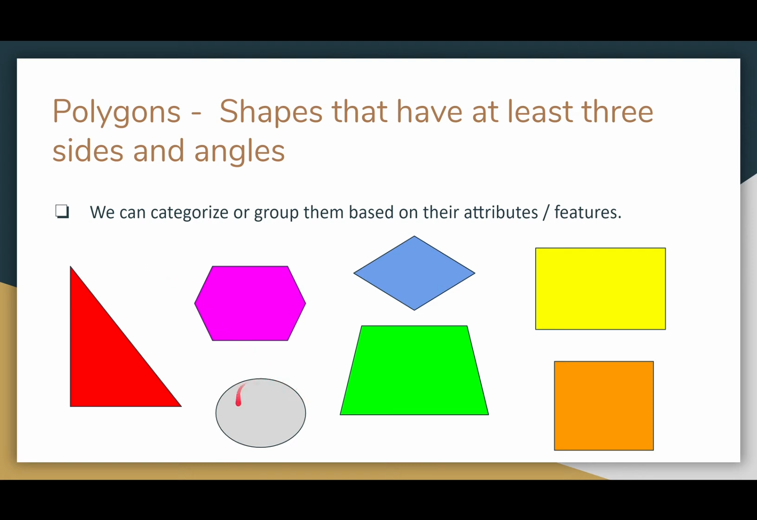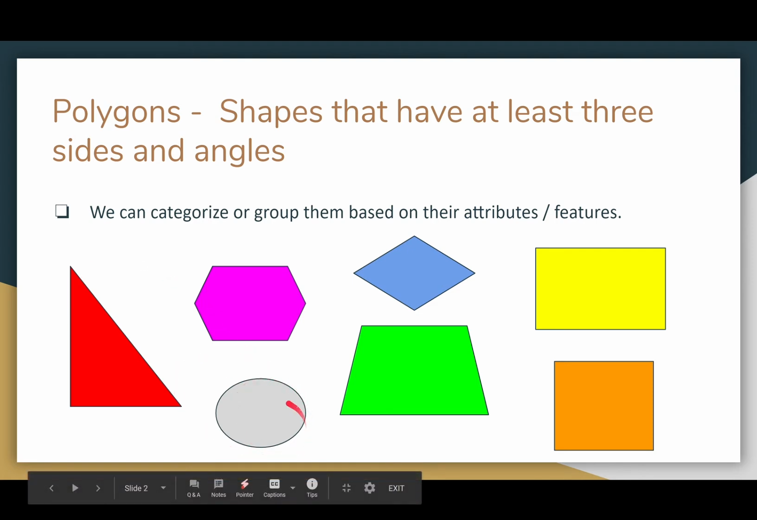Yeah, so this circle is not a polygon. Why is the circle not a polygon? Well, answer the question. Is it a shape? Yes, it is a shape. Okay. Does it have at least 3 sides and angles? That's where this circle is not a polygon. It has one side, and it's one continuous side. It doesn't have any angles, so we can't say this circle is actually a polygon. So we're going to just forget about this right now. We're going to be looking at these other shapes.